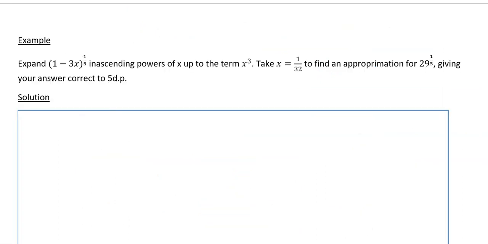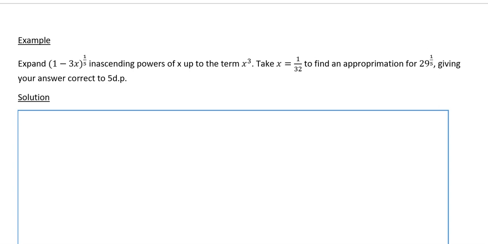Our next example should say: expand brackets 1 minus 3x to the power of 1/5 in ascending powers of x up to the term x cubed. And then it says take x equals 1 over 32 to find an approximation for 25 to the power of 1/5, giving your answer correct to 5 decimal places.